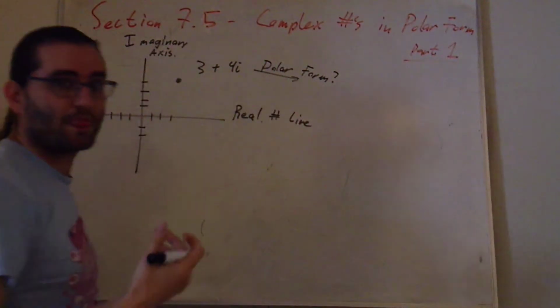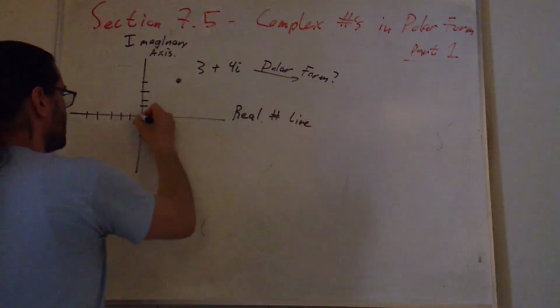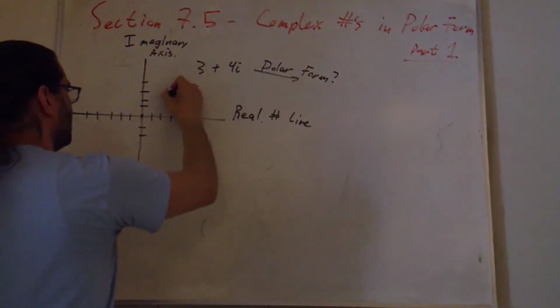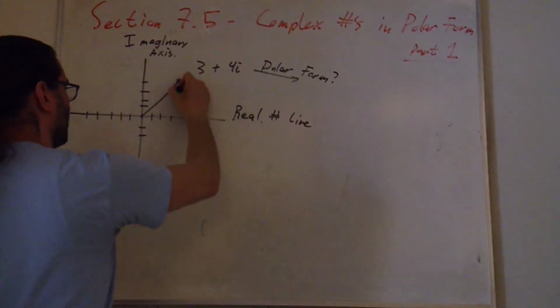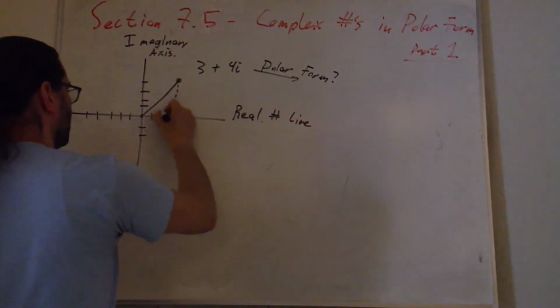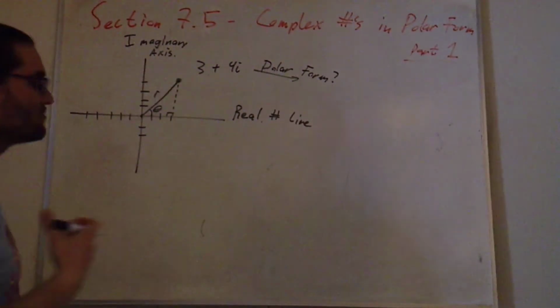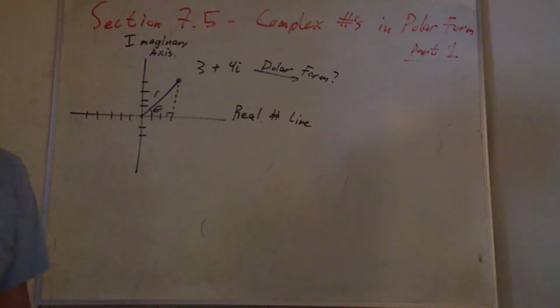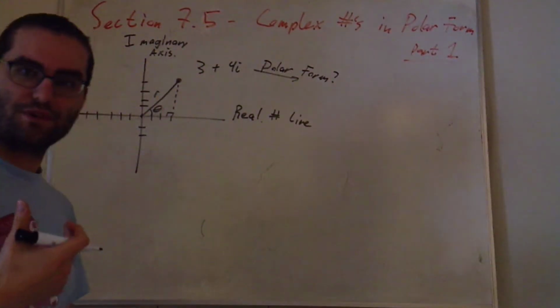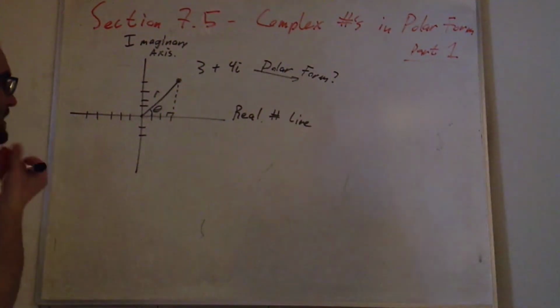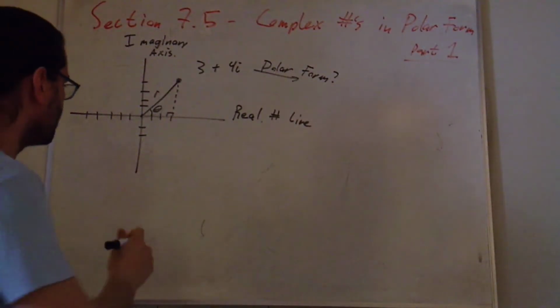Well, first of all, I'll need the distance. And second of all, I'll need the angle. It's kind of like an r and a theta. That hasn't really changed since section 7.3. We're still looking for your r and your theta. And we can find those things.